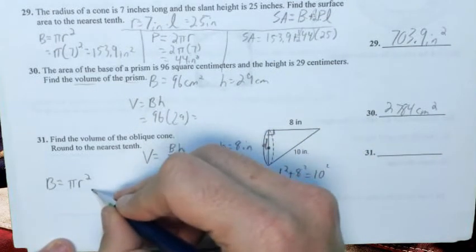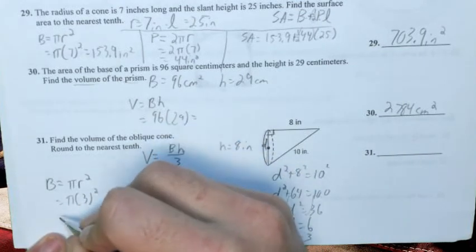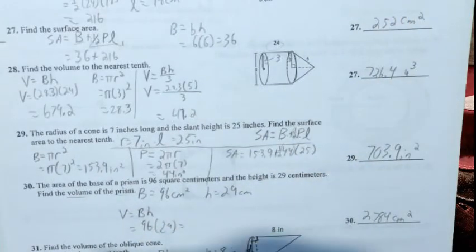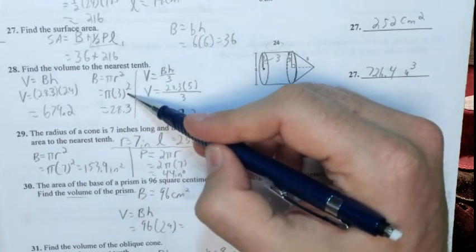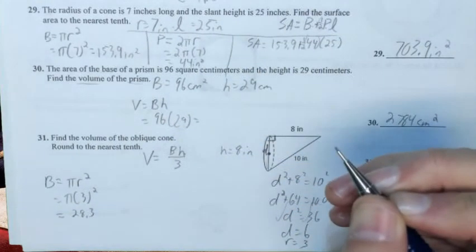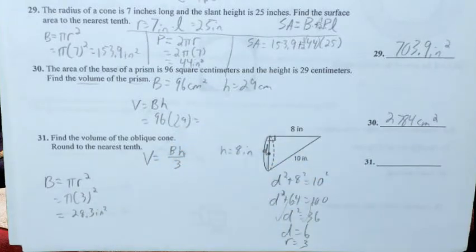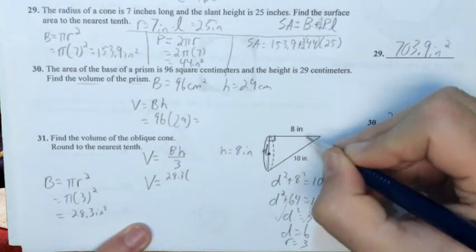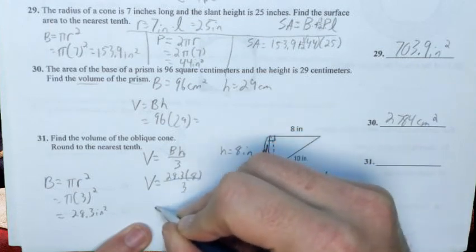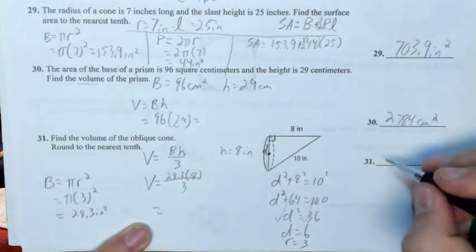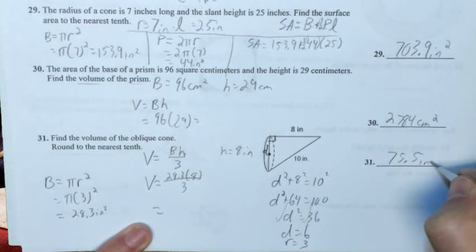So take this radius, plug it in here. That gives me pi times 3 squared. And I could run to my calculator, but I've already calculated that earlier on the page, right here, I had pi times 3 squared was 28.3. I'm just going to go ahead and copy that down again, 28.3. And then that is inches squared. So now for my volume calculation, base is 28.3 times the height of 8, all divided by 3. 28.3 times 8 divided by 3 gives me 75.46, which rounds to 75.5 inches cubed.